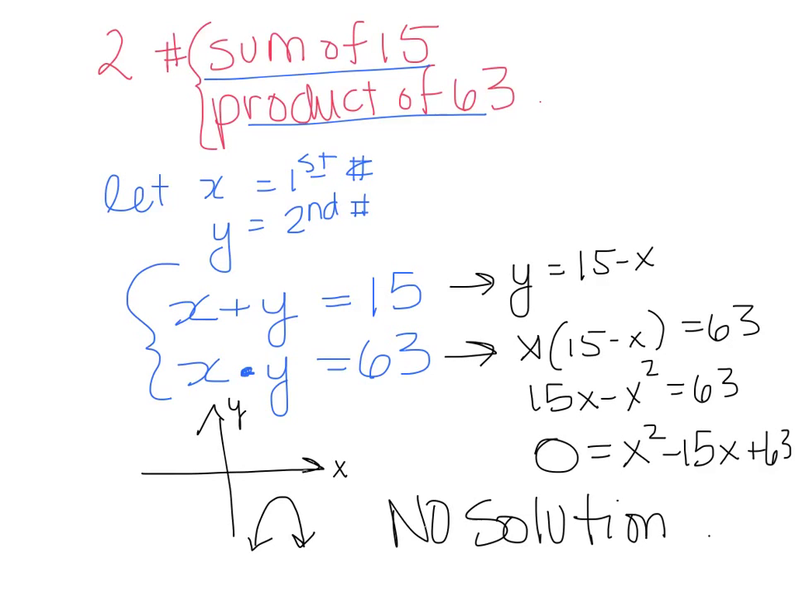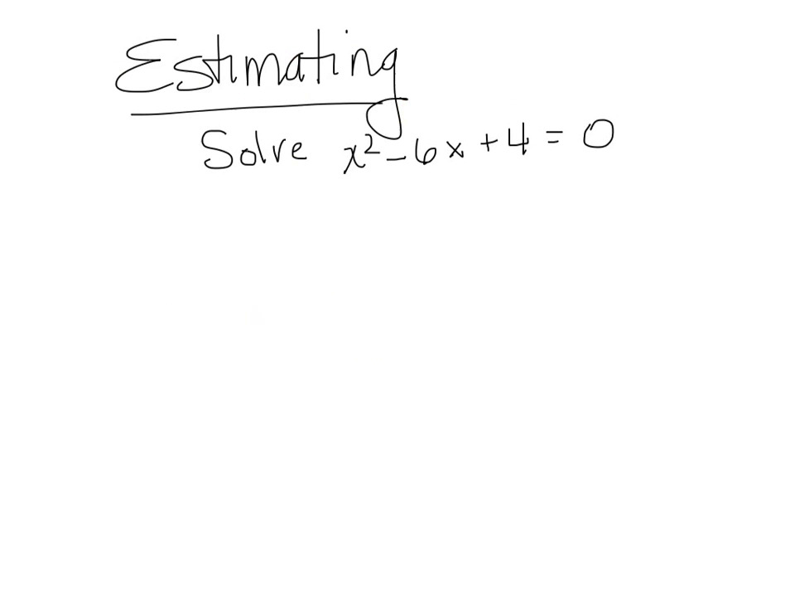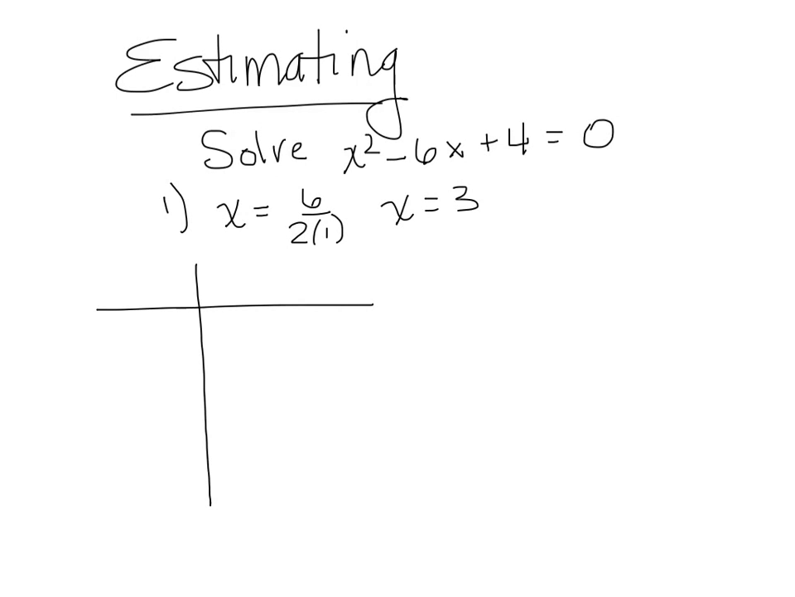Alright, let's try something a little different. I have a problem here that's going to illustrate what happens when the numbers don't come out real nice and we're just going to have to estimate things. If I wanted to solve this equation using a table, I would first find the vertex. The x of the vertex is equal to 6 over 2 times 1, so x is equal to 3. Let me start a table of values with 3 as one of my choices.